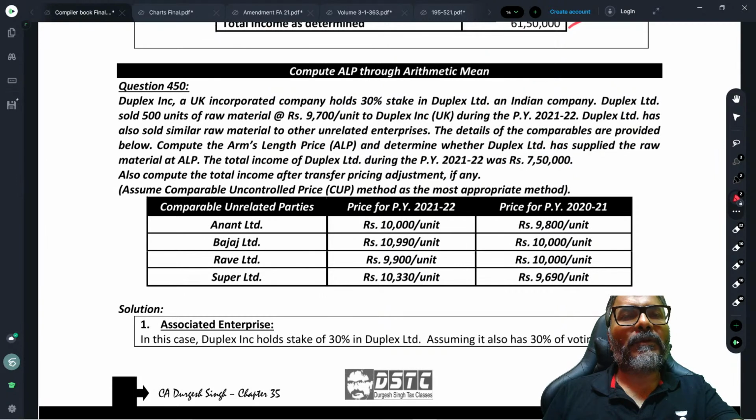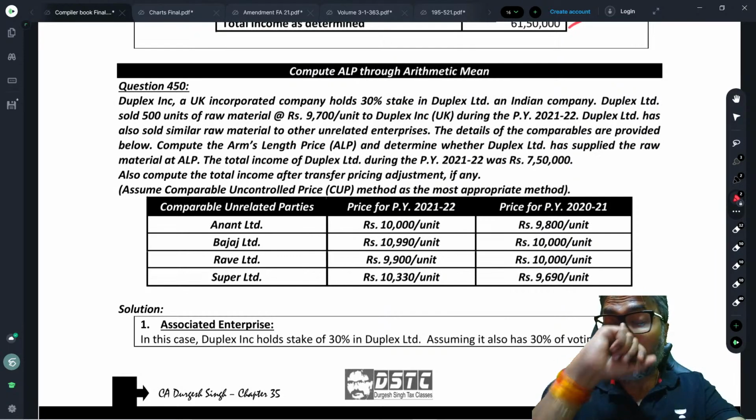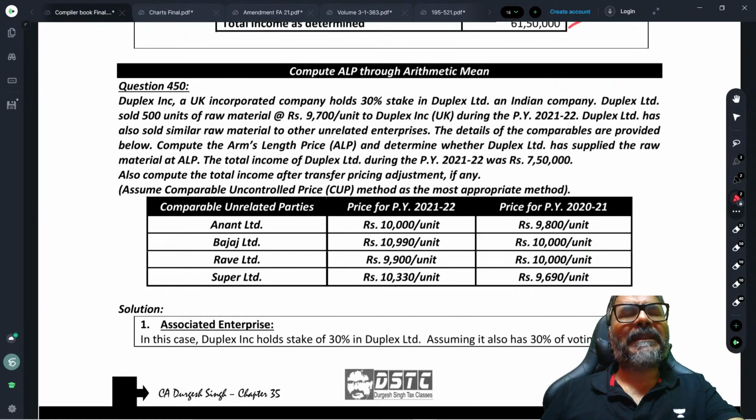And the second and more importantly is that the comparable size is less than 6. So if the comparable size is less than 6, then you will apply the most appropriate method to all the comparables, and whatever is the ALP that is determined, of those ALPs you will take up the arithmetic mean. That is exactly what you will do. I hope that all of you are clear with this one.